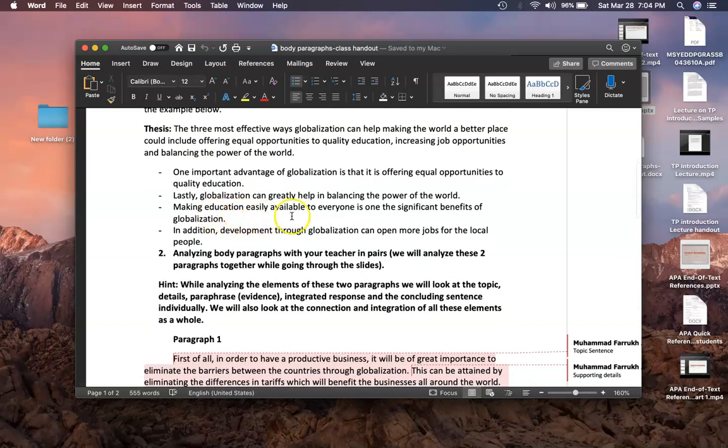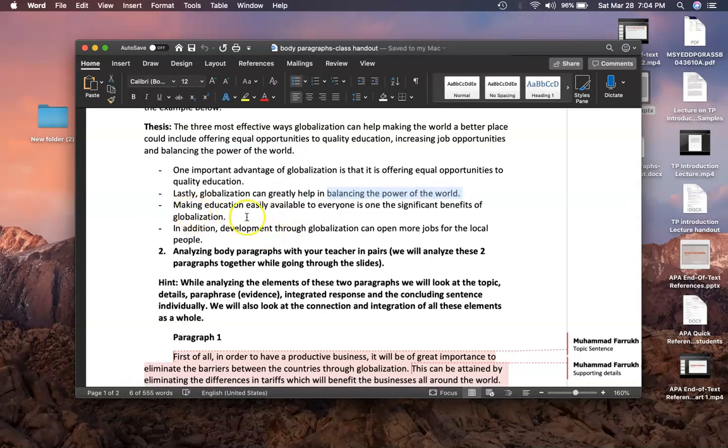Lastly, maybe this is the third main idea. Globalization can greatly help in balancing the power of the world. Copy paste again, poor topic sentence.